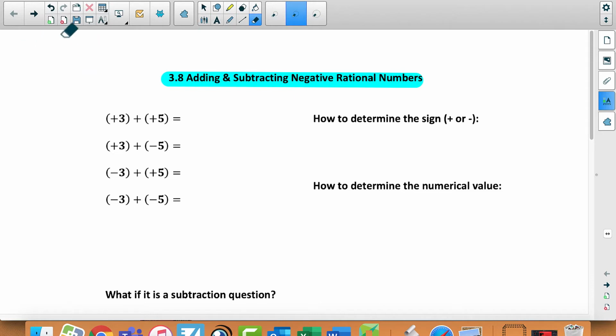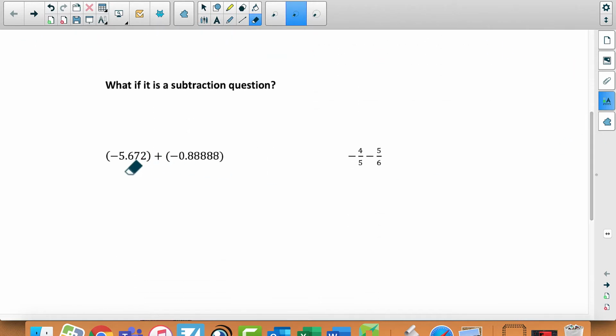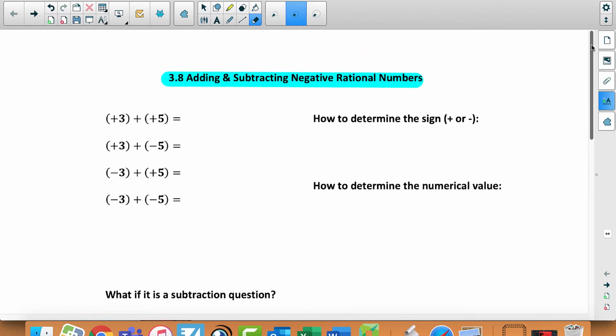But now we get to a bigger issue, and that's when you're trying to figure out questions like this one down here. So you have a negative 5.672 and a negative 0.88, and you're like, I don't know what to do here. Is the answer negative? Is the answer positive? Look at this, negative 4/5 and minus 4. They can get pretty hard. So we're going to tackle those today.